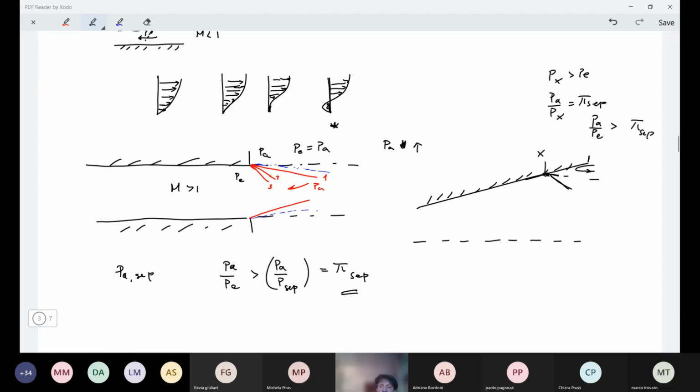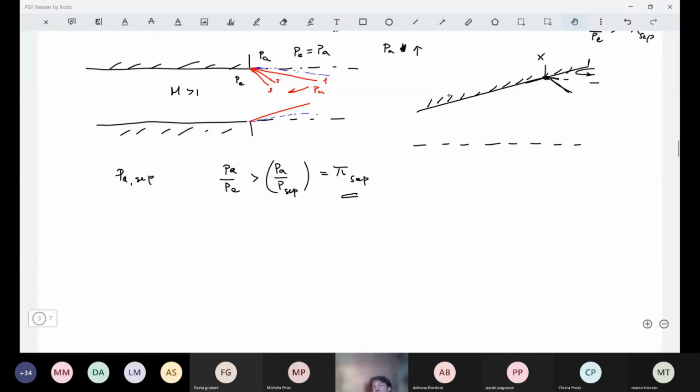So we are talking about the overexpanded operation, and we have found that there is the possibility that flow separation occurs. This would justify how, by increasing ambient pressure, we can have a shock inside the nozzle that could be like this, which becomes similar to what we can imagine in our one-dimensional solution with the shock, which is something like this.